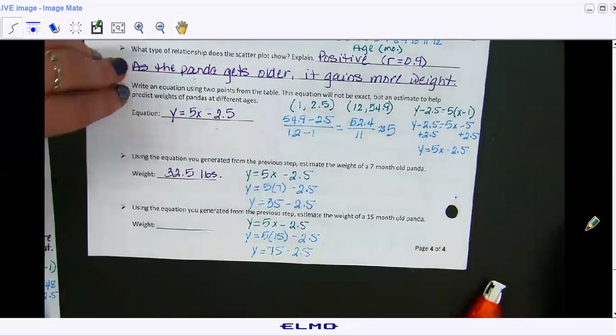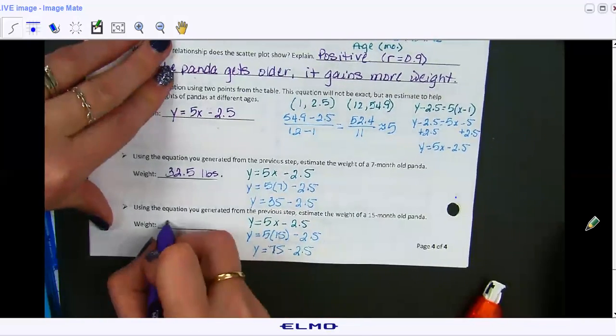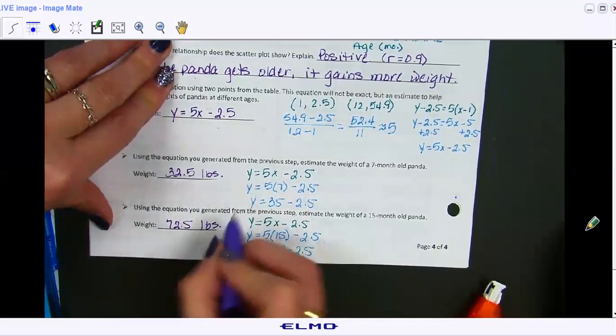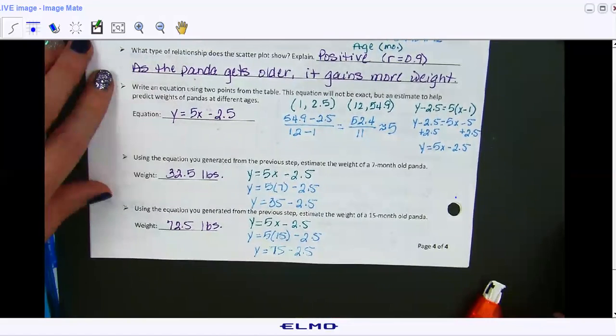Okay, so the weight of this panda would be 72.5. 72.5. Okay, and that is lesson 3.8.